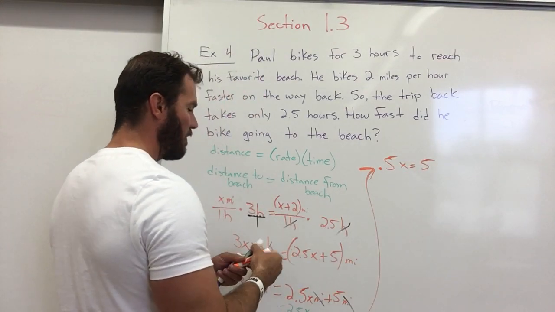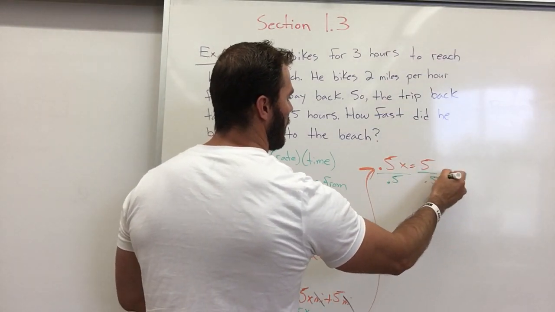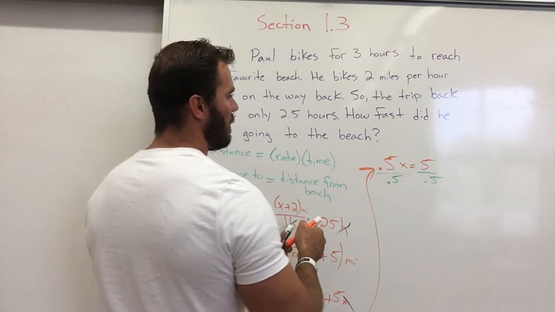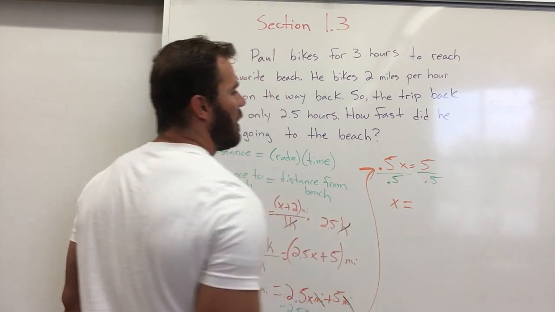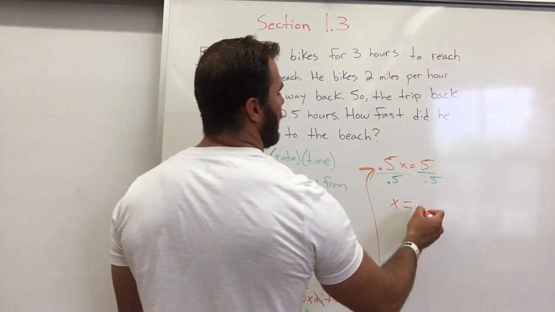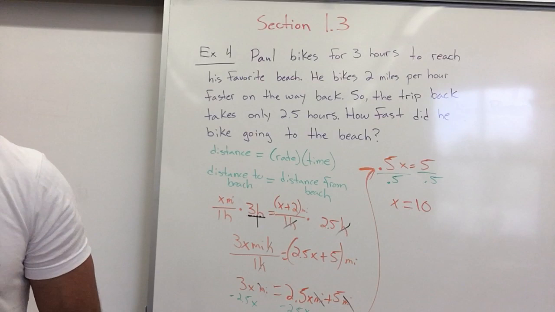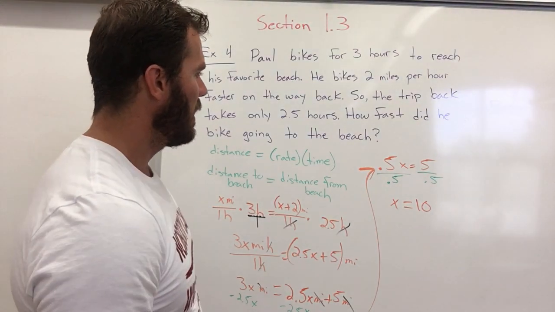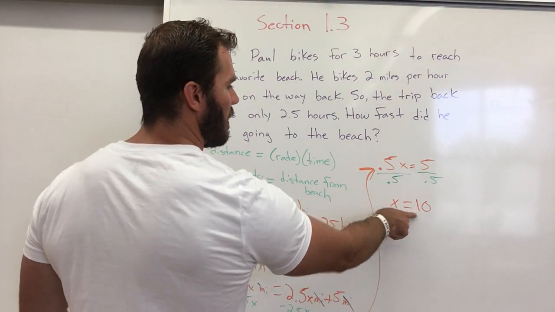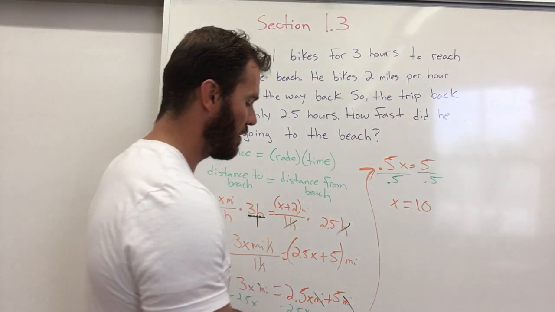Let's get rid of that 0.5 by dividing on both sides. 0.5x divided by 0.5 equals x, and 5 divided by 0.5 is 10. Okay? And 10 miles per hour. So we plug in x into here, and it's 10 miles per hour.